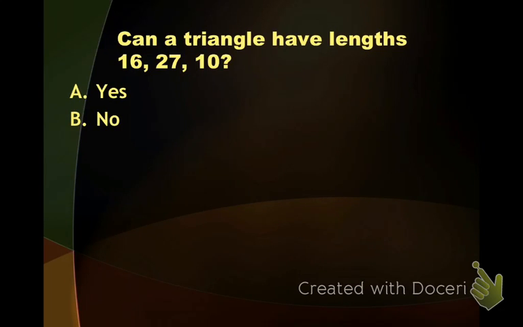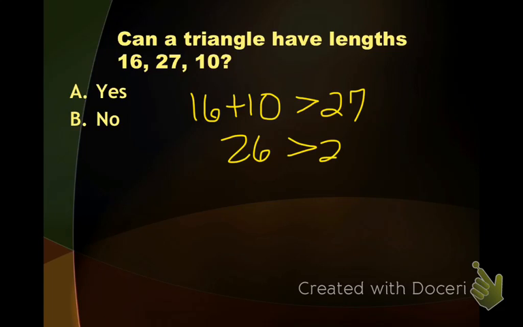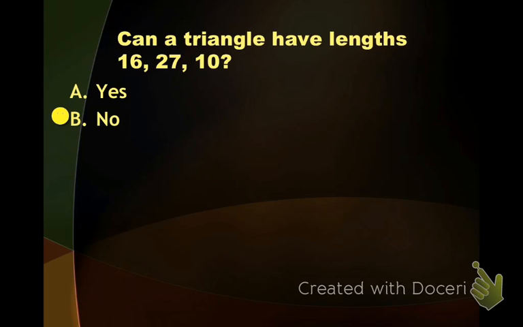How about these examples here? 16, 27, and 10. Well, look at our longest side. 16 plus 10 has to be greater than our longest side. 16 plus 10 is only 26. This is no good. 26 is not greater than 27. So the longest side is too long. We don't have a triangle.